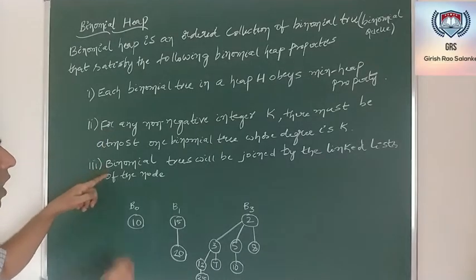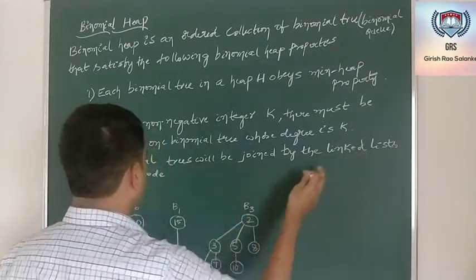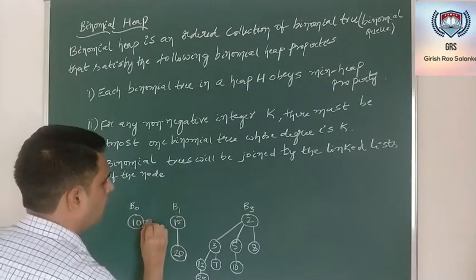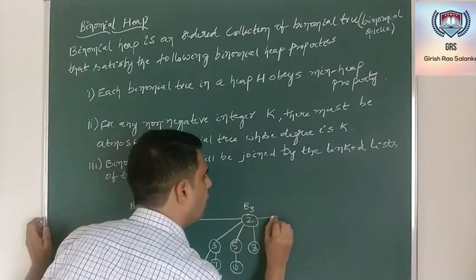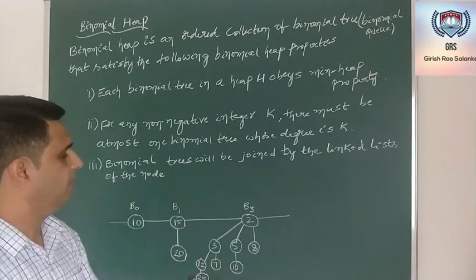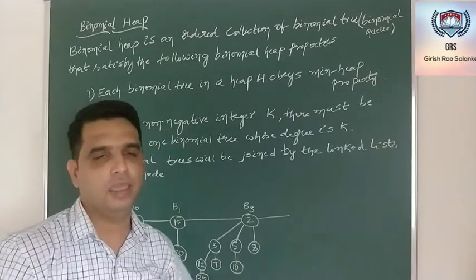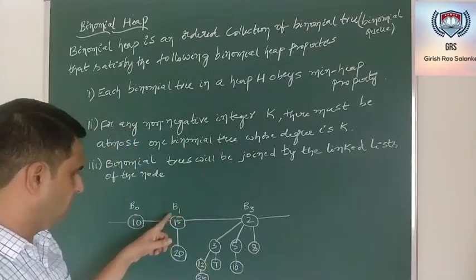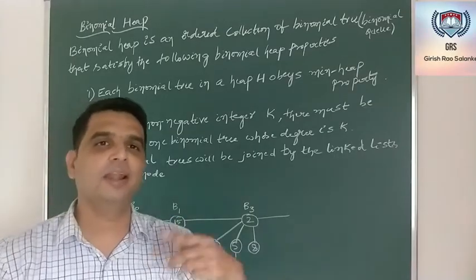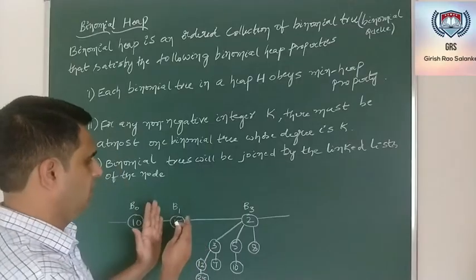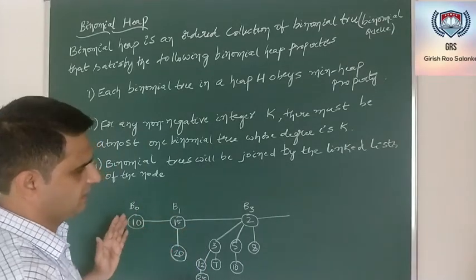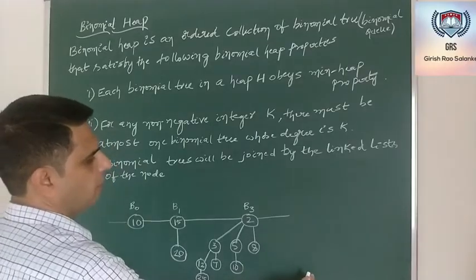The third property: all the binomial trees will be joined by a linked list of the root nodes. So I can say that this particular diagram represents a binomial heap. Basically, each of these nodes will be represented with the help of a circular doubly linked list. Don't worry about the exact representation of each of these nodes. As of now, I can state that this is a binomial heap.